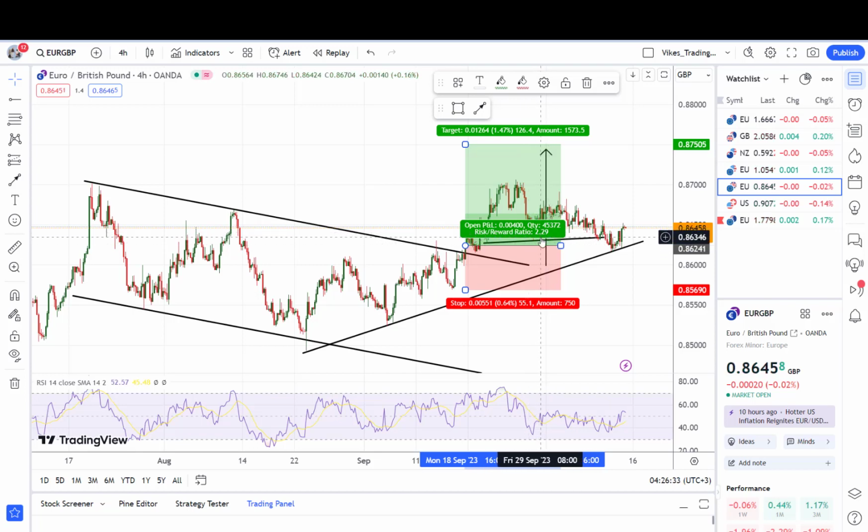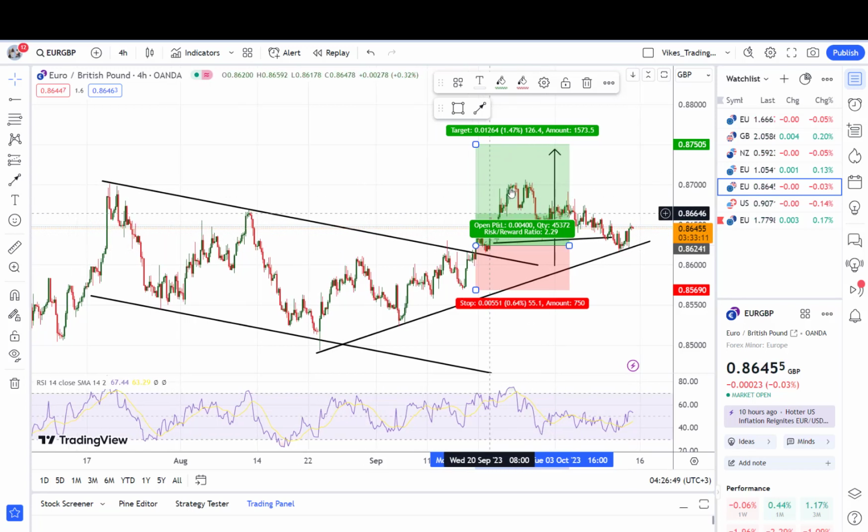So for every $100 you risk in this trade, you expect to win $230. So that is for the breakout traders.